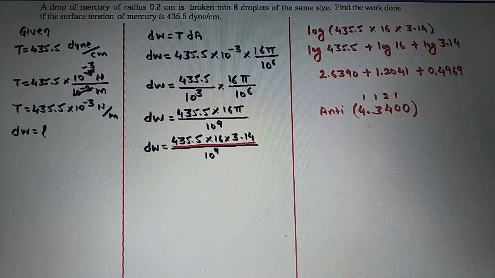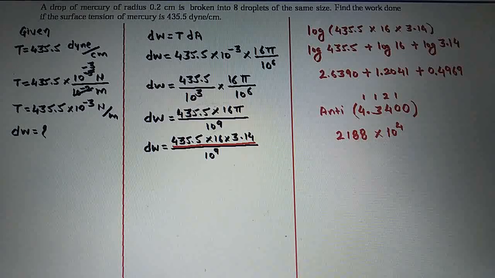To find the antilog of this, we always consider only the fractional part. So we will take the antilog of this .3400 here. The antilog of .3400 is 2188, into, we will take the integer, that is 4 here, as a 10 to the power here.